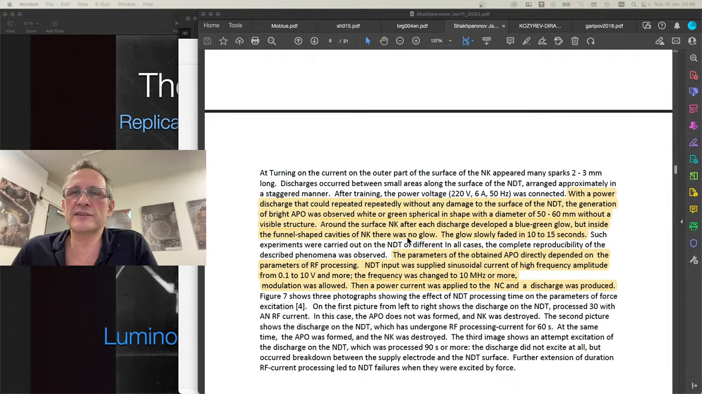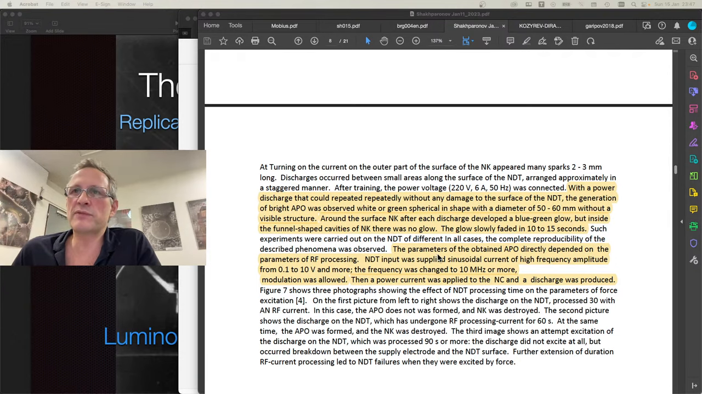Such experiments were carried out on Möbius strips of different types, and in all cases the complete reproducibility of the described phenomena was observed. Okay, that's really important. That's science, when you repeat things, right? So the parameters of the obtained EVOs directly depended on the parameters of RF processing. If you don't get it right, you don't get anything. If you get it right, you'll get something, and you'll predictably get that same thing if no parameters are changed. And if you change the parameters of the RF processing, you will get different outcomes.